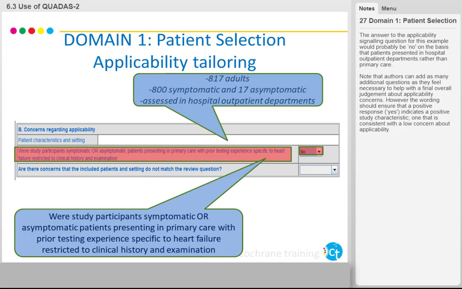The answer to the applicability signalling question for this example would probably be no, on the basis that patients presented in hospital outpatient departments rather than primary care. Note that authors can add as many additional questions as they feel necessary to help with a final overall judgment about applicability. However, the wording should ensure that a positive response, yes, indicates a positive study characteristic, that is, one that is consistent with a low concern about applicability.